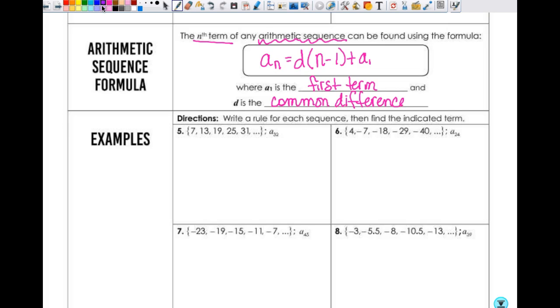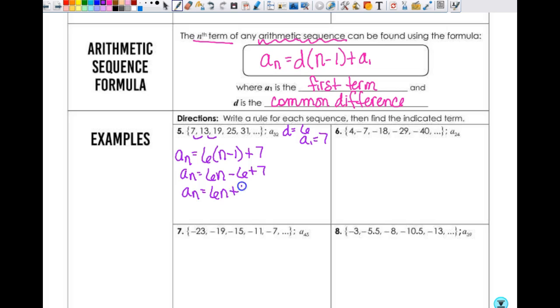So then if I look at number 5, the things I have to have are D and A sub 1. So what's the common difference here? What is it? 6. So D equals 6 and A sub 1 equals 7, right? So I substituted in here. A sub n is equal to D, which is 6, times n minus 1 plus A sub 1, which is 7. So that means I get A sub n is equal to 6n minus 6 plus 7, which means A sub n is equal to 6n plus 1.